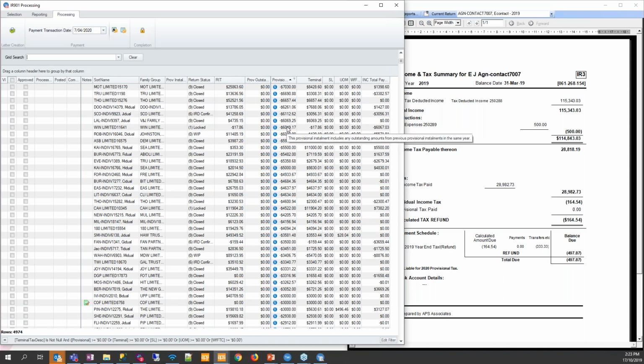Previously, we wouldn't have had that. We wouldn't have had this provisional figure and terminal collectively in the same 901. But we need that now to reflect that running balance. All right. Does that make sense? So let's just move on to some more examples.